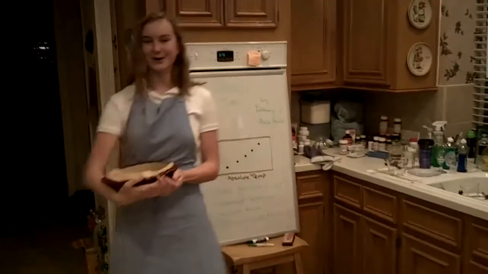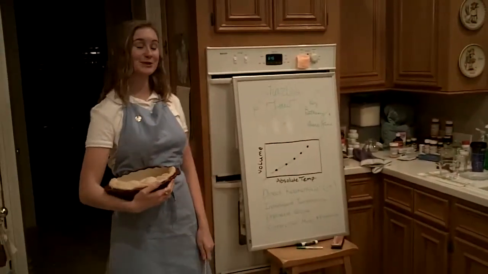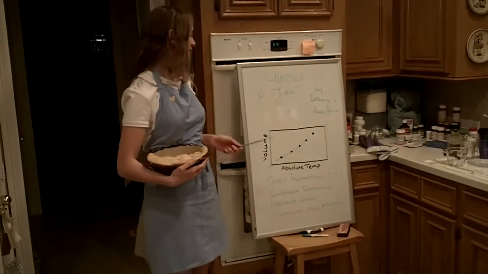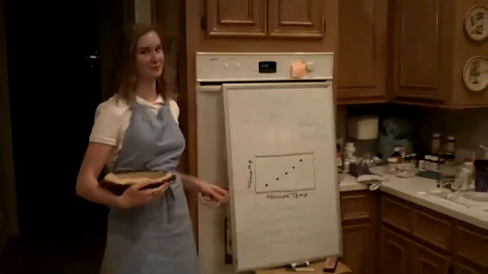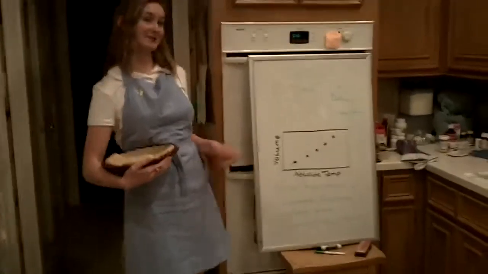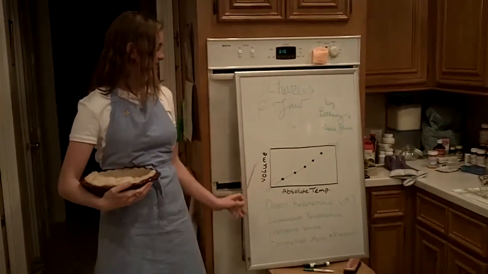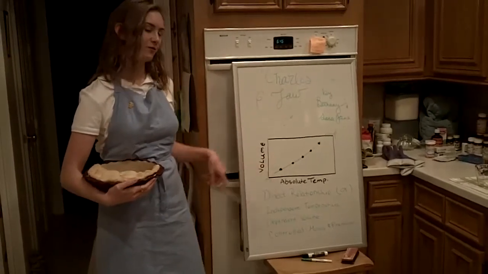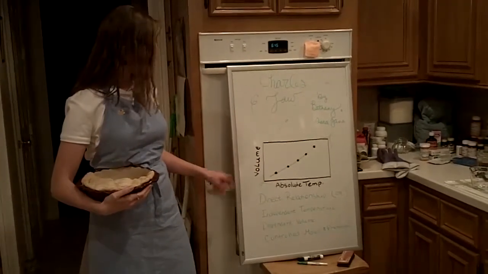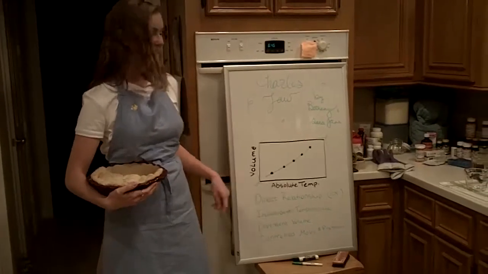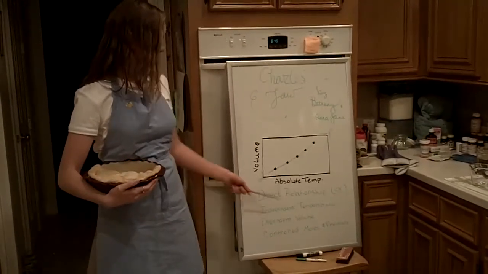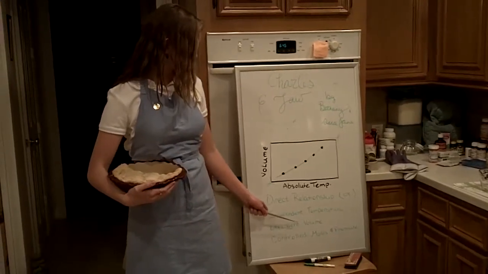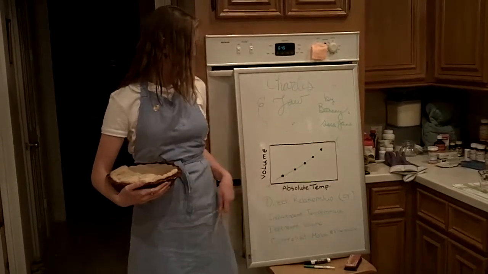Okay. So in today's chemistry kitchen, we will be discussing Charles' law. Charles' law is the direct relationship between temperature and volume. A direct relationship means that if one variable increases, then so does the other. So in Charles' law, when temperature increases, so will volume. In Charles' law, the independent variable is temperature, while the dependent variable is volume. And the controlled variables are moles and pressure.